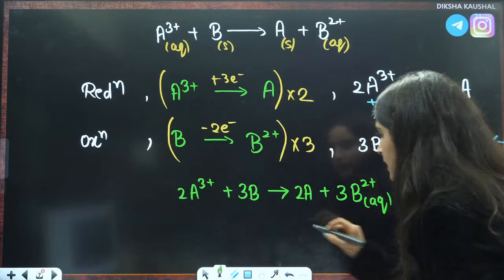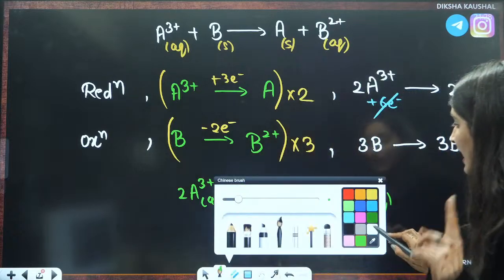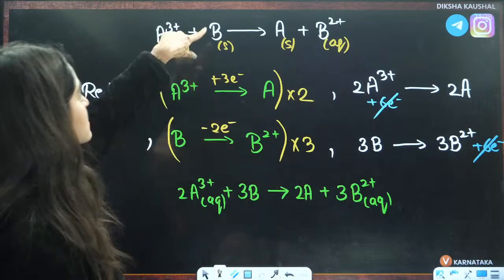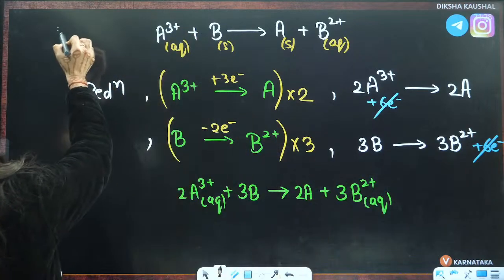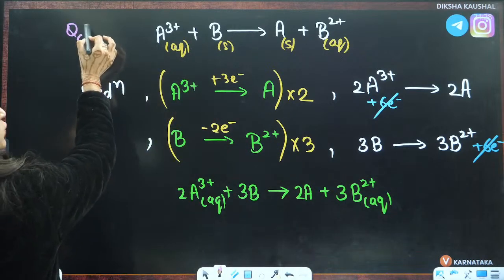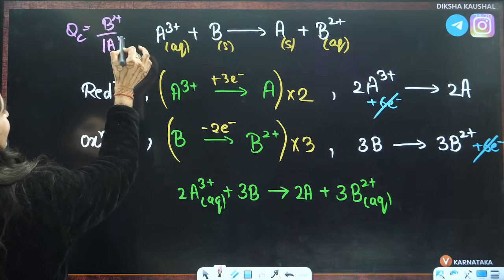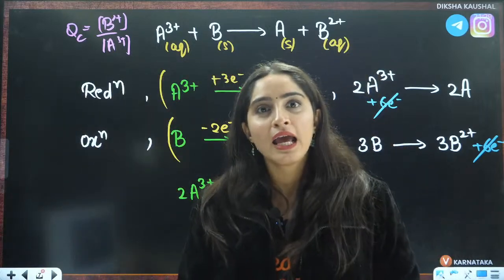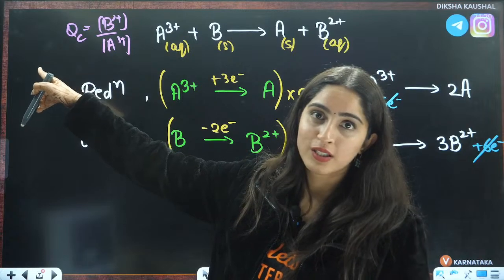This is in the aqueous state, this is in the aqueous state, right? So now even the QC is going to change. If you see this equation, you will directly write, ma'am, QC is very easy, we can just write QC equals B2 positive over A3 positive. This is so simple, right? But in the exam, you will make this mistake, and this is wrong.